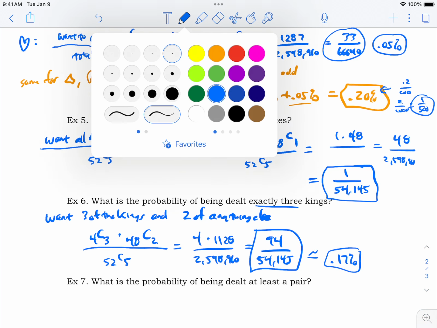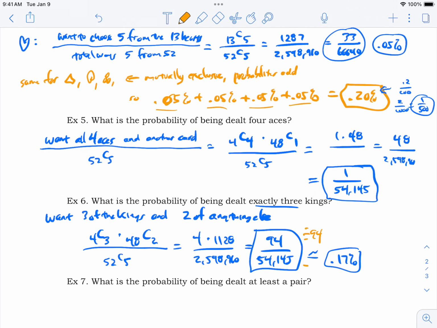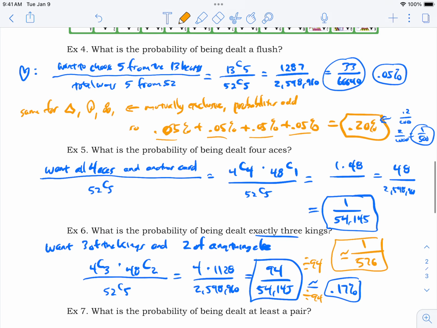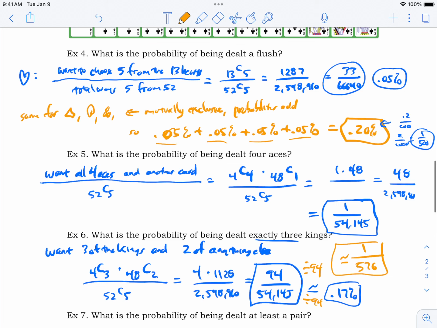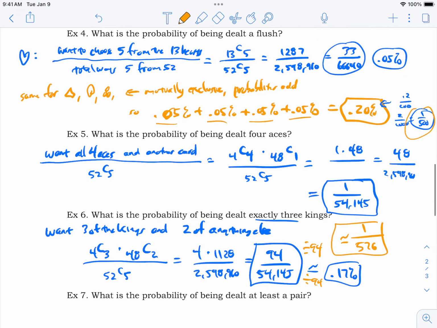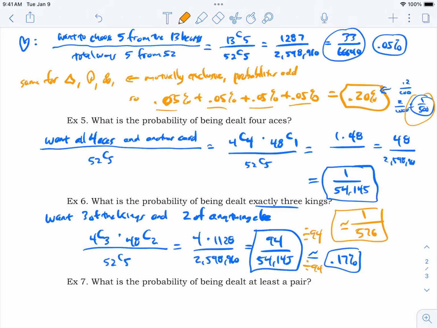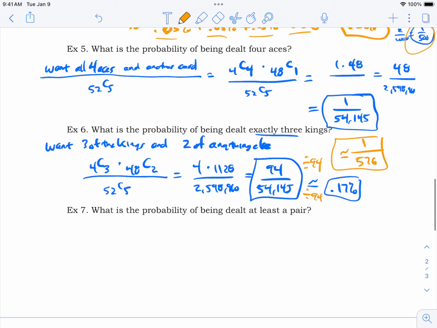Personally, I like the idea of dividing top and bottom by 94 to get 1 out of, and what is that? 54,145 divided by 94. It's about 576. It's not exactly, but just about a 1 in 576 chance. A lot easier to get dealt 3 kings than to be dealt 4 aces. It's actually a little bit easier to be dealt a flush. That was 1 in 500. This is 1 in 576. A little easier to be dealt a flush, but not too hard to get dealt 3 kings by comparison.